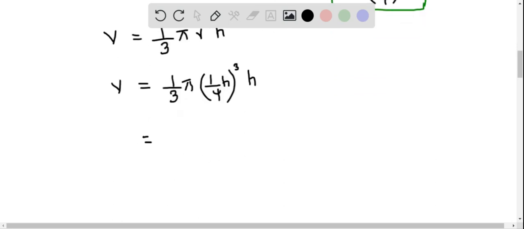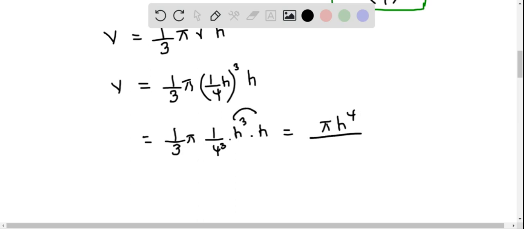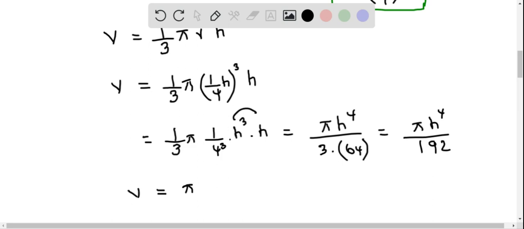Let's get this simplified. So this equals 1/3 pi. Cube of 1/4 is 1 by 4 cubed times cube of h is h cubed. We then have h. So let's simplify this. We have pi in the numerator, and h cubed times h is h power 4, and this divided by 3 times 4 cubed. So 4 cubed is 64. So it is basically 3 times 64. So this gives pi h power 4 divided by 64 times 3, and this equals 192. So we get the expression for volume after replacing the radius. That is, we now get this expression in terms of height, which is volume equals pi h power 4 divided by 192.